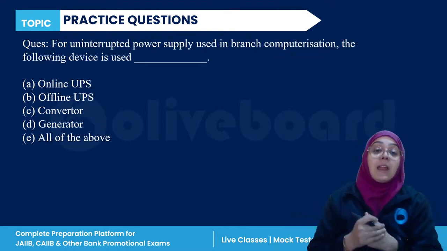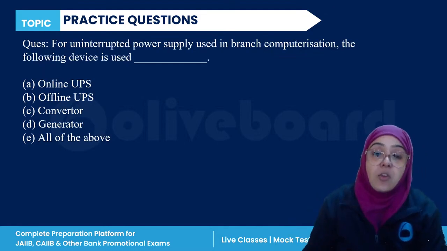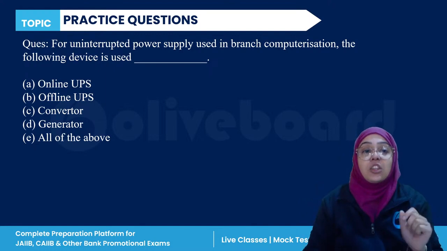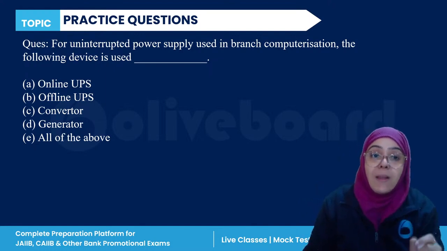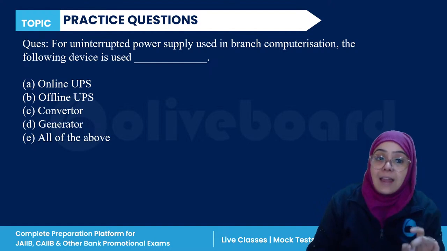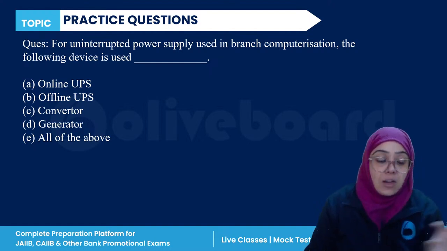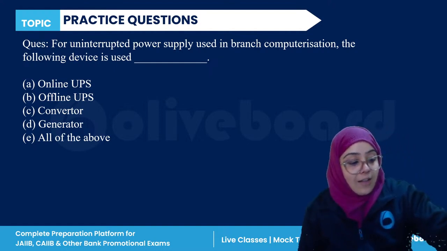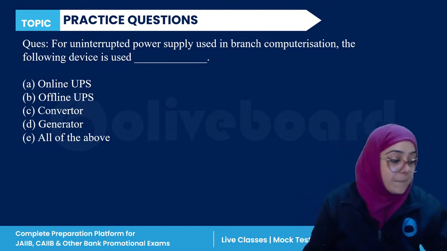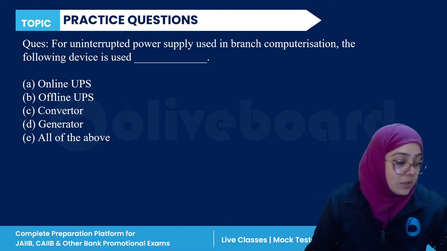Next question. For uninterrupted power supply used in branch computerization, which of the following devices is used: offline or online UPS, converter, generators, or all of the above? So the correct answer for this is what? Please answer this question.